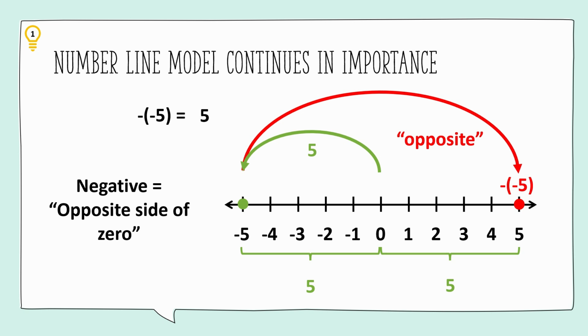Open number lines are still important visuals in 6 through 8 as well. Proportions, ratios, percents, and relationships are among these.